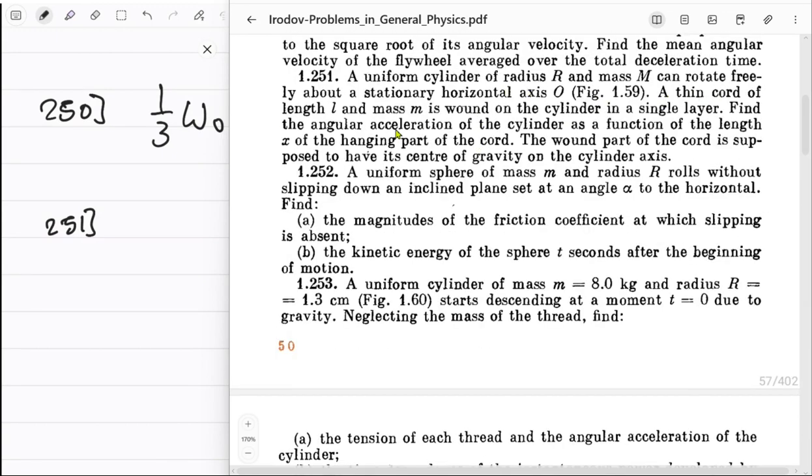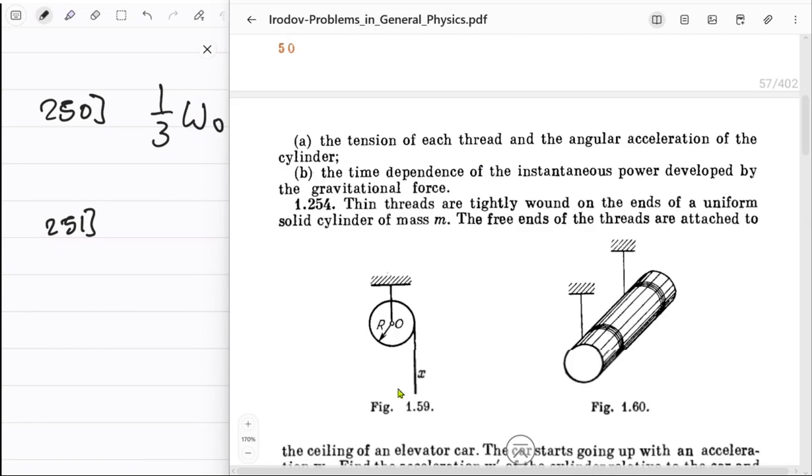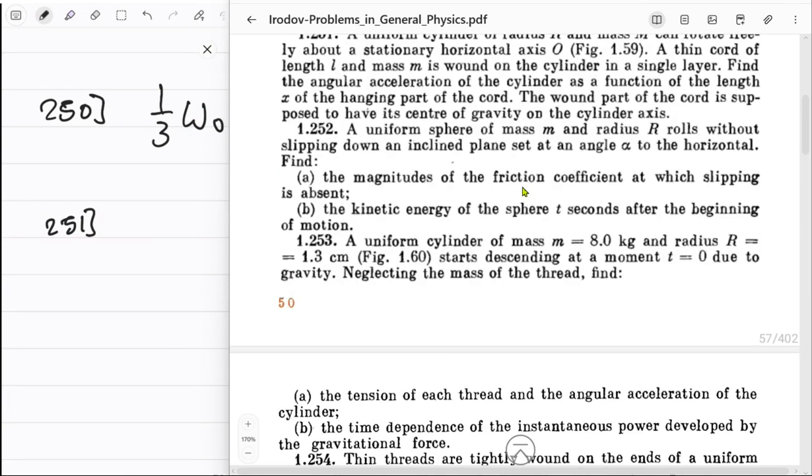Okay, a thin cord of length L, mass m, wound to the cylinder in a single layer. Find the angular acceleration of the cylinder as a function of the length x of the hanging part of the cord. The wound part of the cord is supposed to have its center of gravity on the cylindrical axis. Okay, so this is x. Then you got this wound part, and then this wound part has this as center of mass. Fine.